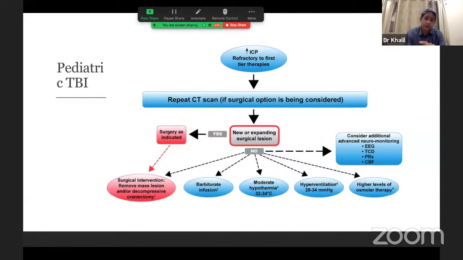Then the other modalities which can be utilized in these type of scenarios is your barbiturate infusion, maintaining moderate therapeutic hypothermia, hyperventilation, as I said, targeting PaCO2 in the range of 30 to 35, and you can optimize your osmolar therapy.